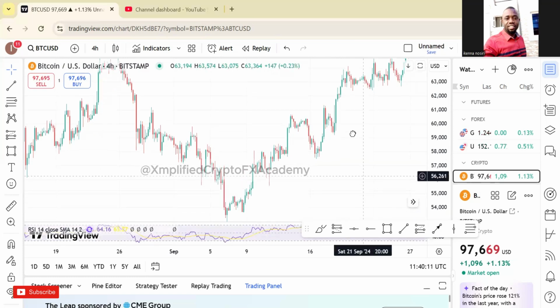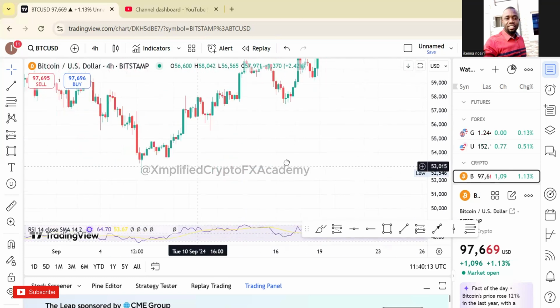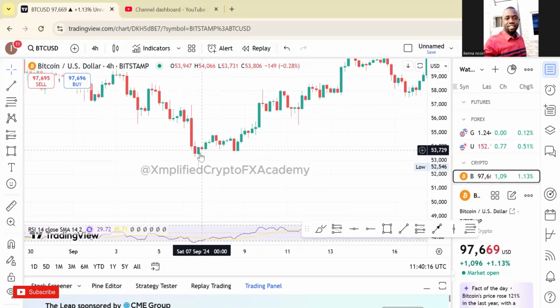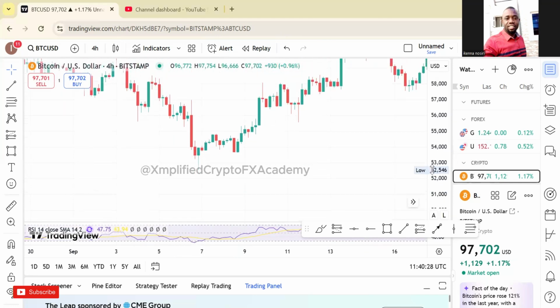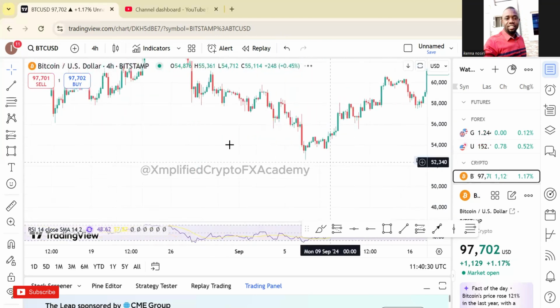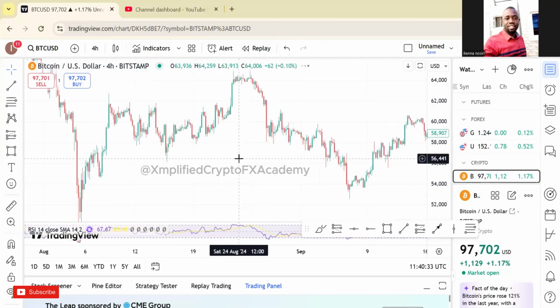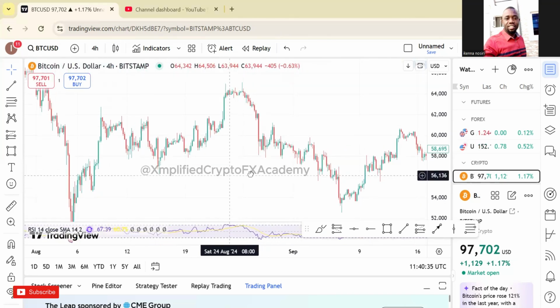Did we experience a hammer candle? Of course, this is a hammer, although it doesn't have a wick. It's just a hammer too, giving us the idea that the market is about changing course.